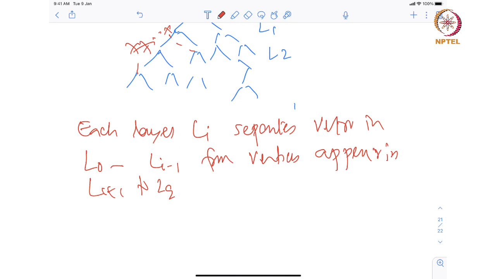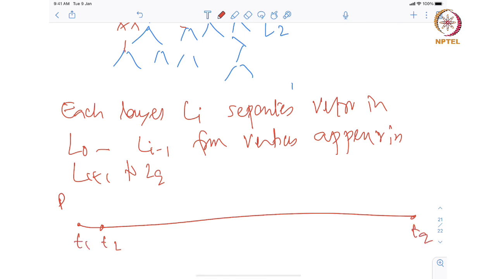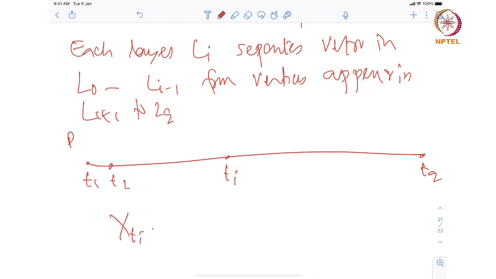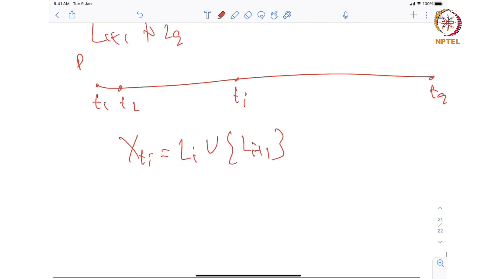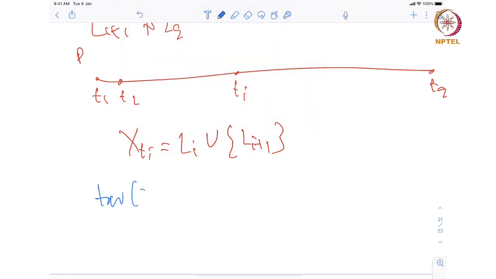Now, we can get a decomposition. Suppose there are q layers, then we can again get a decomposition. Here is our path with T1, T2, up to Tq, and each Ti is nothing but what? X of Ti is nothing but Li union Li plus 1. And you can show, this is very easy to show, that this forms a valid tree decomposition. And in fact, what is the tree width of this graph? This implies it is at most 2k minus 1.